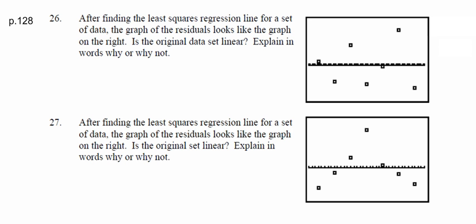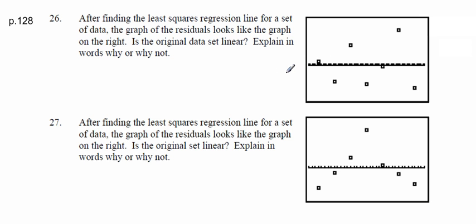Page 128. We're going to take a look at two problems here, numbers 26 and 27. And the directions are the same. Directions say, after finding the least squares regression line for a set of data, the graph of the residuals looks like the graph on the right. Is the original data set linear? Explain in words why or why not.